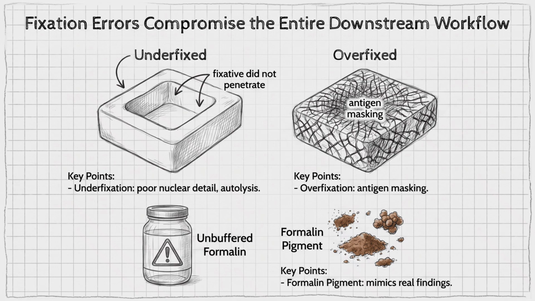Poor fixation is a disaster. It compromises the entire downstream workflow. If the tissue isn't fixed properly, nothing else matters. Think of it, autolysis continues, morphology degrades, and true findings become obscured. We'll discuss common fixation errors and their telltale signs. You'll learn to spot issues like formalin pigment and how to differentiate it from a real finding. This is crucial because a well-fixed sample is irreplaceable evidence.